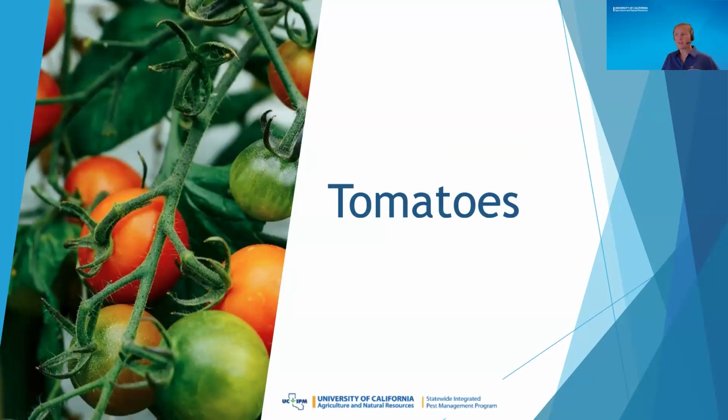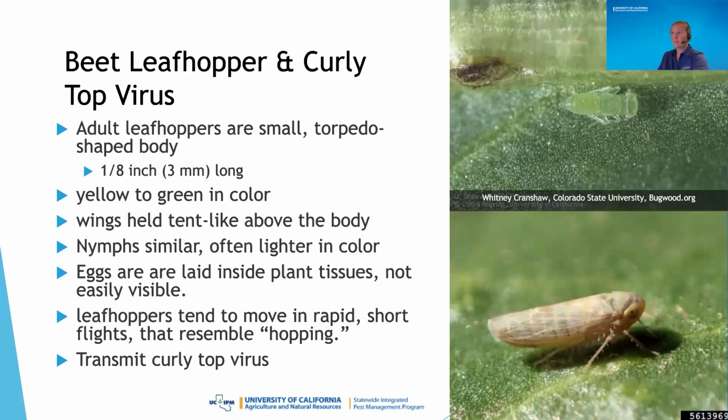We all love our tomatoes, and I'm going to talk about 2 invasive pests, specifically the beet leafhopper and the South American tomato leafminer. You may have heard about them, you may have seen them. The beet leafhoppers, they're small, torpedo-shaped bodies, about 1/8 of an inch long. You might have seen them, they hop around your garden and you can't quite catch them. They're small, but they certainly are impactful, especially because they transmit the curly top virus. Their nymphs look pretty similar, just a little bit lighter in color.